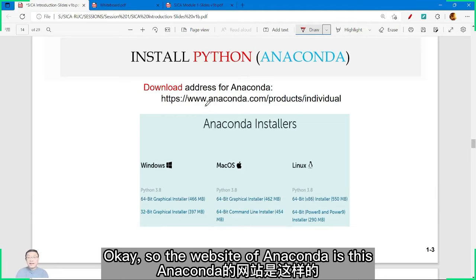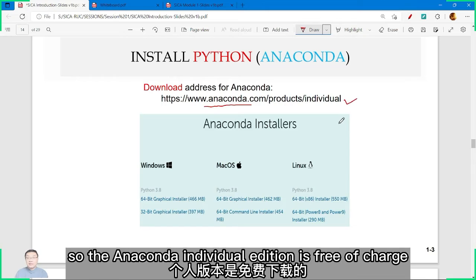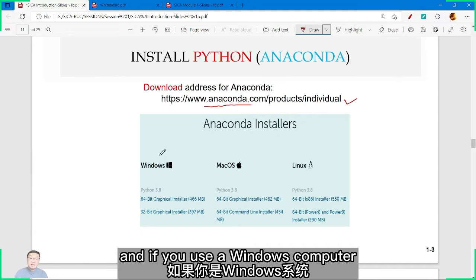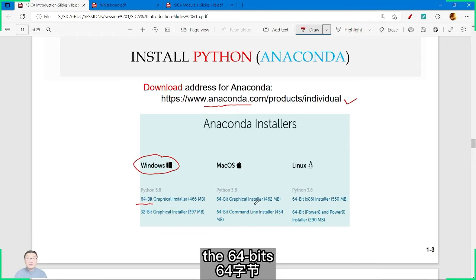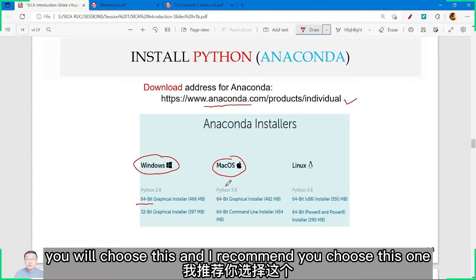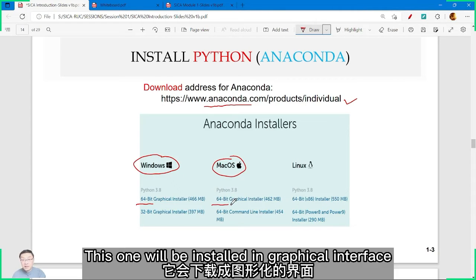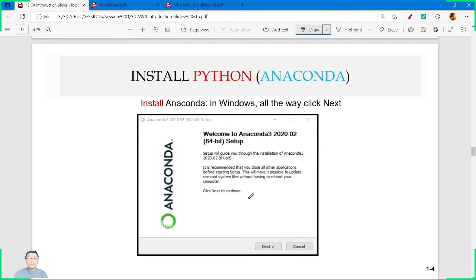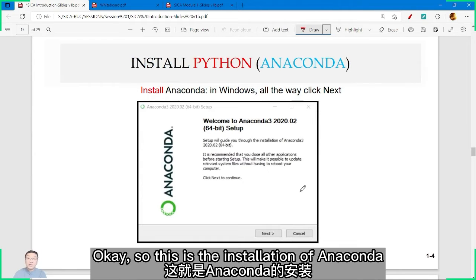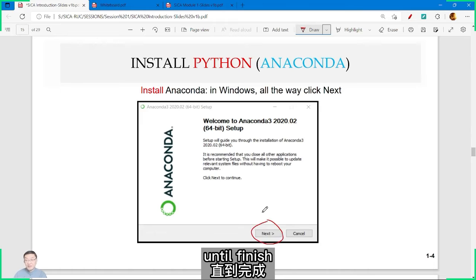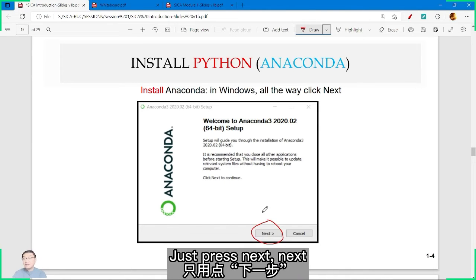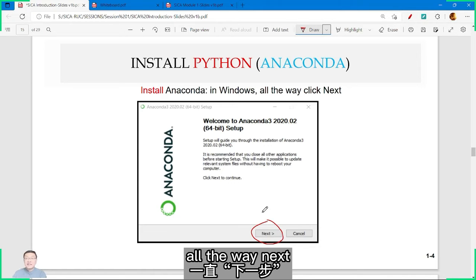Okay, so the website of Anaconda is this. So the Anaconda individual edition is free of charge. And if you use a Windows computer, you choose this part. For most of you, I believe you can choose the 64 bits. And if you use a MacBook, you will choose this. And I recommend you choose this one. This one will be installed in a graphical interface. Okay, so this is the installation of Anaconda. It is pretty simple. You just click next until finish. Not much to talk about. Just press next, all the way next.